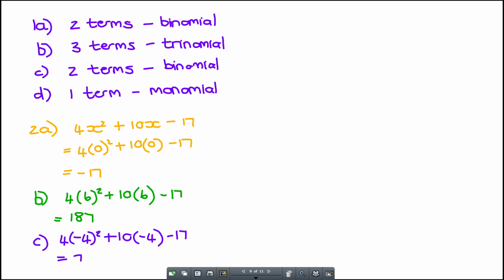Right, people, so let's quickly mark. At number 1, it said write down whether these expressions are monomial, binomial, or trinomial. Now, when it's one term, we call it monomial, 2 terms, binomial, and 3 terms, trinomial. So quickly mark.